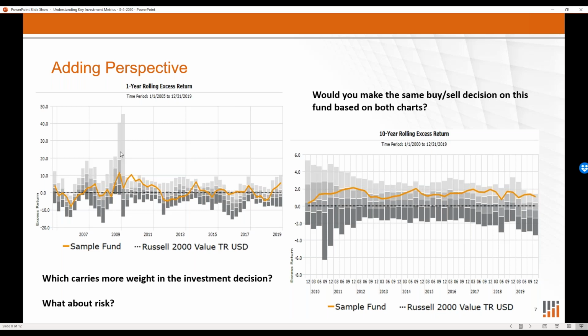If I were looking at these two charts in isolation, what I see is on the left a fund that's up and down, ahead of, behind its benchmark from time to time. But what I see on the right is a fund that is consistently outperforming its benchmark and is performing well over a longer term time horizon.